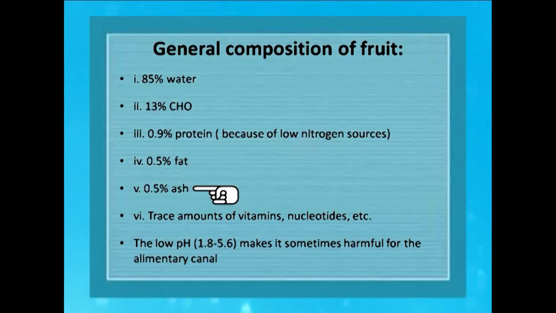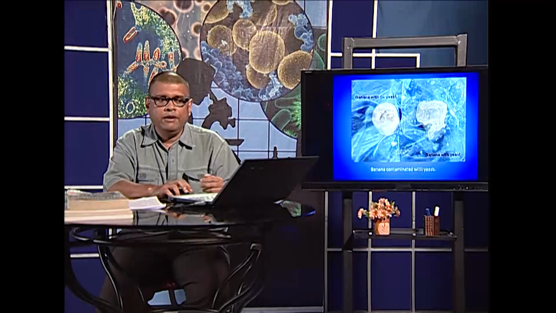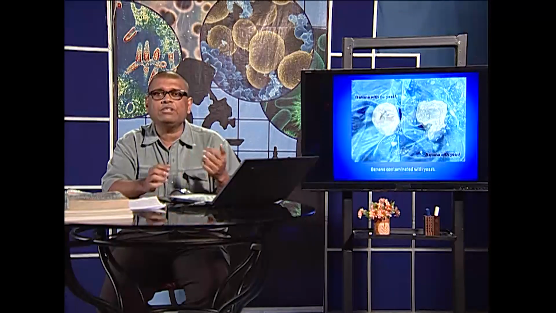But what is important, sometimes these fruits do have organic acids like malic acid and citric acid, and so naturally the pH is low. And in this particular lower pH, the acidophilic organisms can grow and can contaminate the fruit. A very important example of fruit is banana.